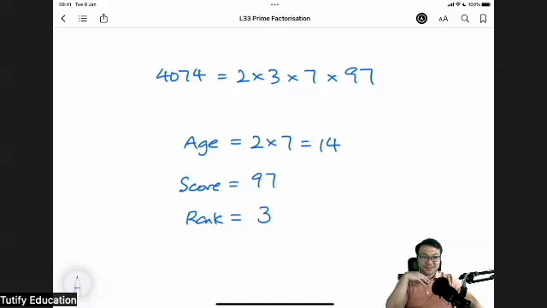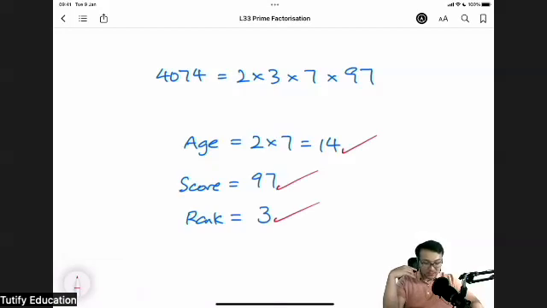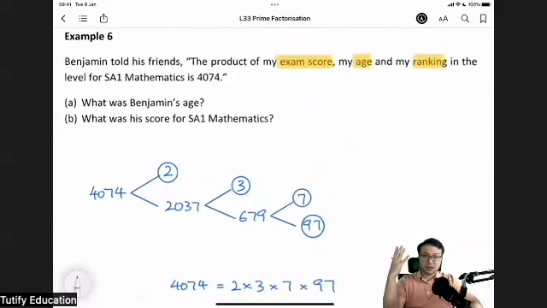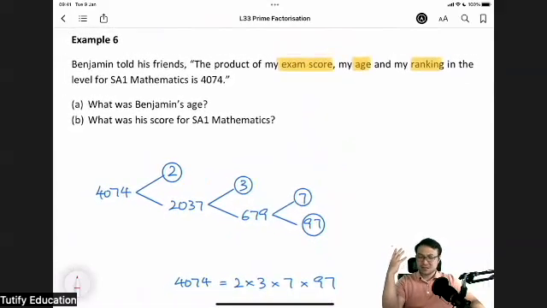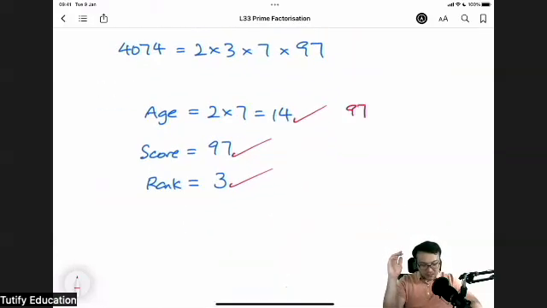All right. Do you have any questions about this, Benjamin? No? All right. So students, this is actually the most believable answer. Now, obviously, the question did not state any rules. The question did not say that his age must be younger than 21, or that his rank is smaller than 5 or anything like that. So really, anything goes. Even if you say that his age is 97 years old, his score is 3 out of 100, and his rank is number 14, it is also possible because the question did not say anything.